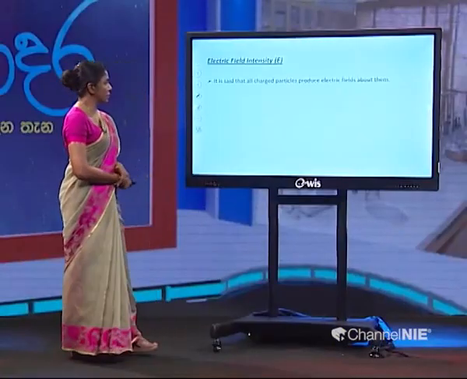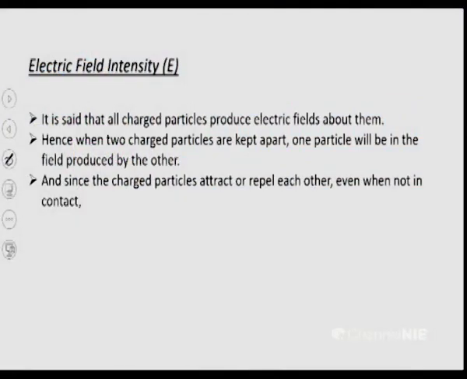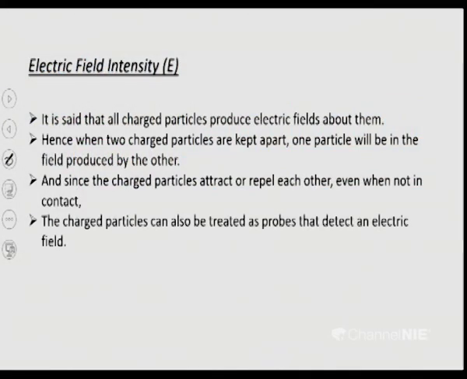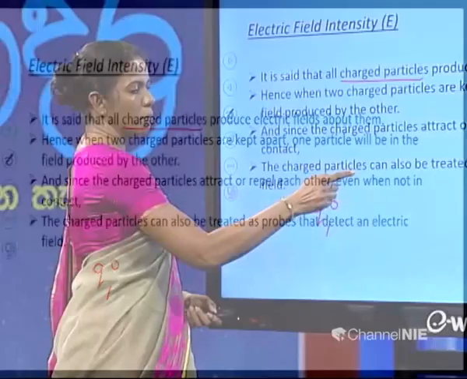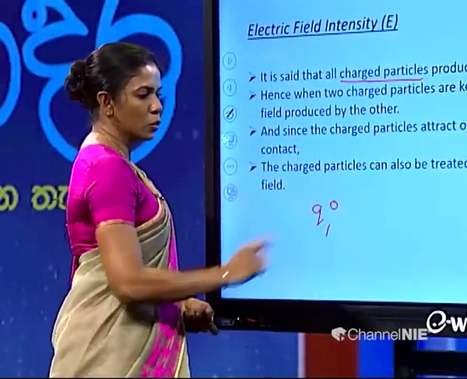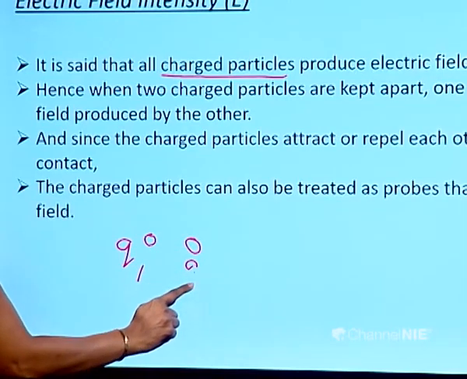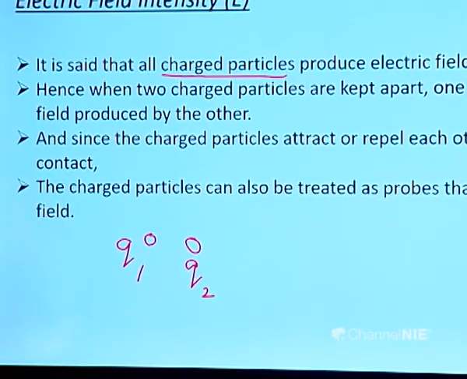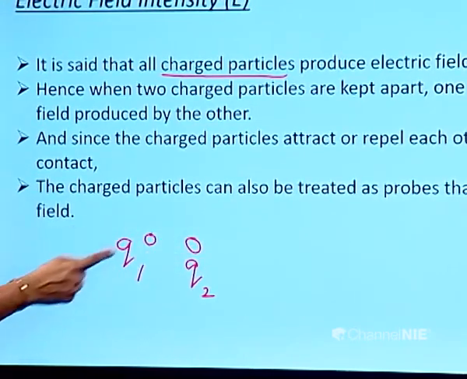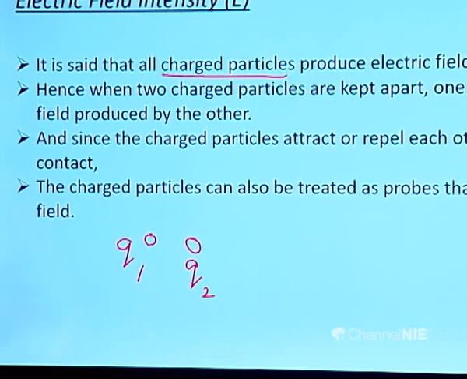Now, if we take an example, let's try to understand a couple of points associated with it. We say that an electric field is produced around any charged particle. If you consider, let me draw it here. We have a charged particle here, I will call it Q1. According to that, this charged particle creates an electric field around it. If I keep a second charged particle in its vicinity, what happens? We say the second charged particle is kept in the field produced by the first charged particle.